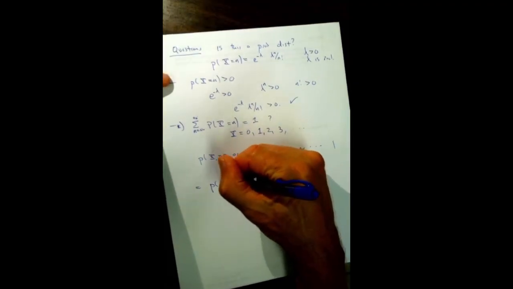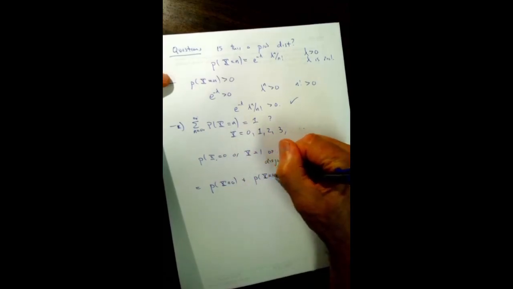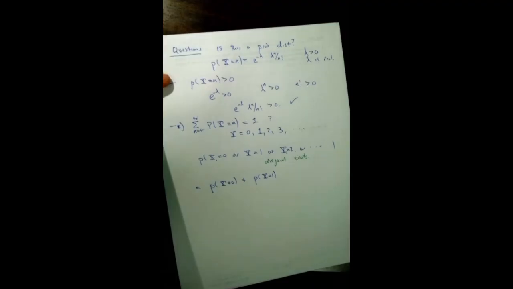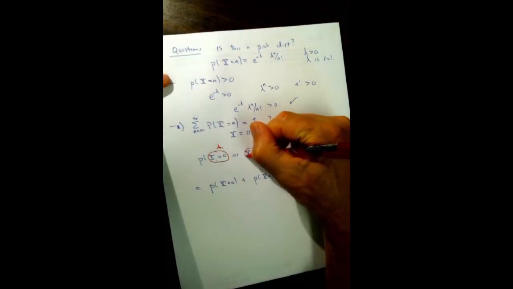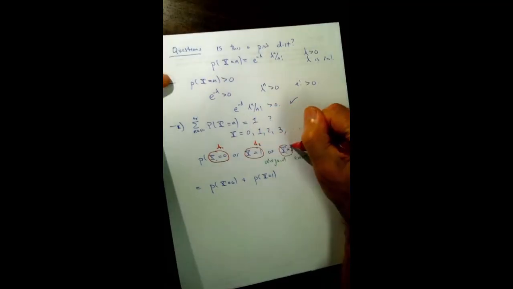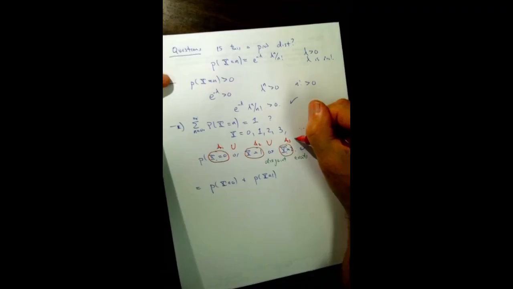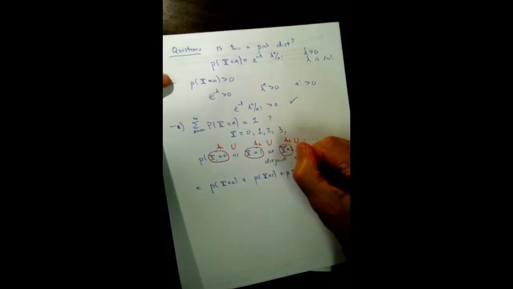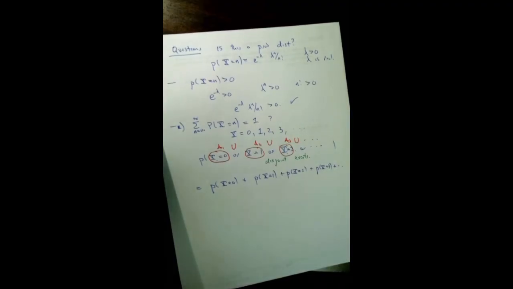So that means I can break these events up. I'm going to be really careful here. Notice this is an event, this is an event, this is an event, and when we say or, that's the same thing as saying the union. So I can break this up into disjoint things, so I'm just adding up like that.